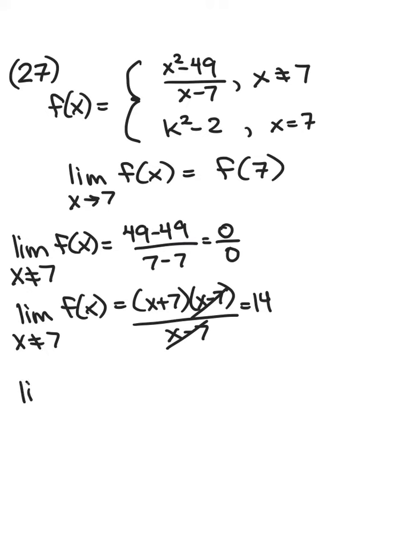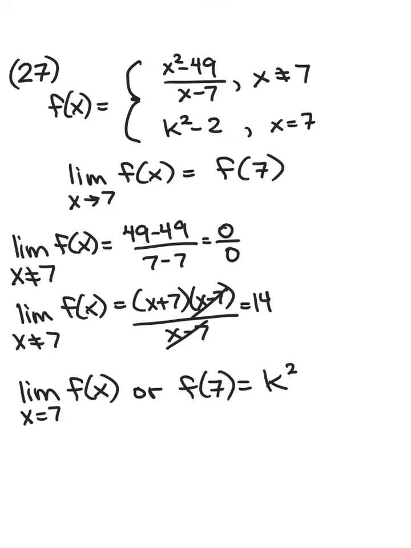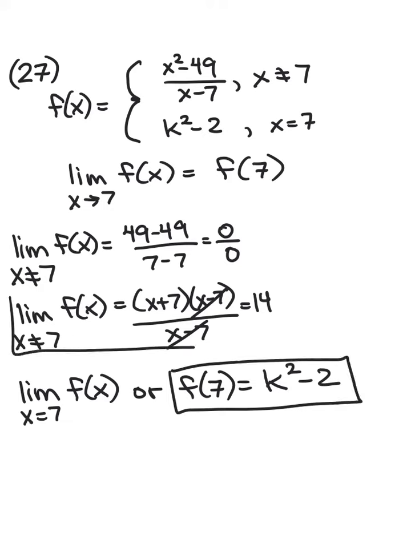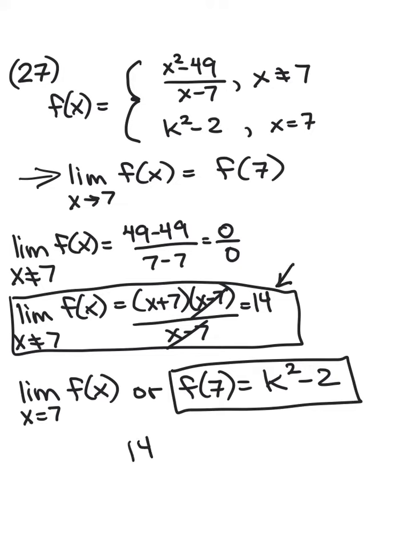Okay, now what happens when we're looking at x equals 7? Or another way of saying that is, what is the value at 7? Okay, so the value at 7 is going to be k squared minus 2. Okay, so we have these two values here, but what did the original question say? It said, when will the limit as x approaches 7 of f of x, which we know to be 14, when will that equal f of 7? Well, we know f of 7 to be k squared minus 2.